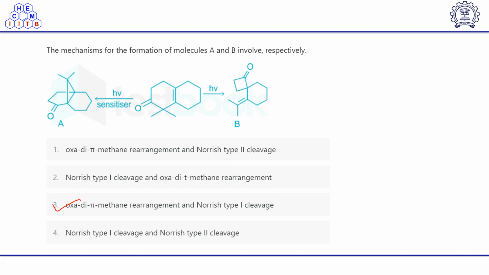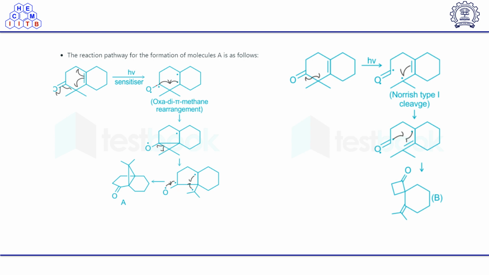So the correct answer is option C. And the mechanism is like this: first, under photochemical condition, this bond will be cleaving and this bond will undergo homolysis. So these both will combine to form the cyclopropane ring, and here this O dot and this carbon radical will be there. Then again this cyclopropane ring will undergo homolysis, and here will be one radical and here will be one radical. So now this will combine to give cyclopropane and this will combine to give the corresponding ketone. So as a result of oxa-di-pi-methane rearrangement, we will get this desired product A.